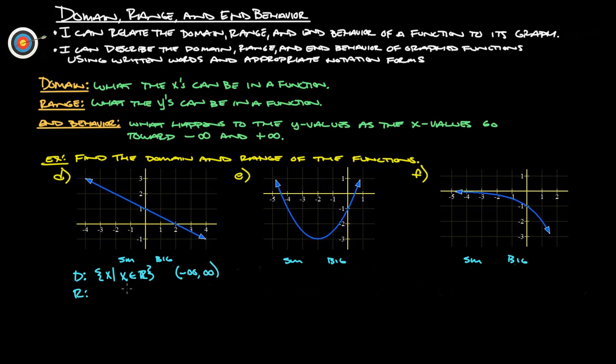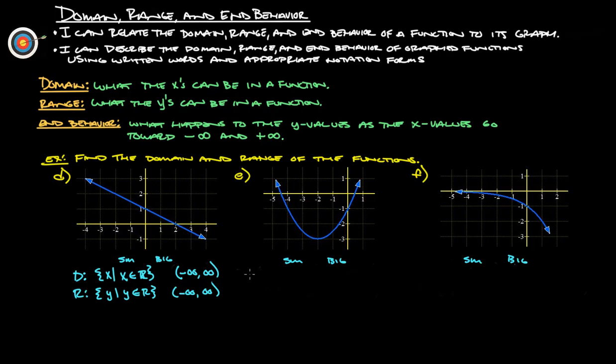Range is what the y's can be. So the y's, if you'll notice, it's going to the right here. It's going down forever and ever. And it's also going up forever and ever. So it's the same idea. There is no smallest and there's no biggest. So we're going to say y such that y is an element of the real numbers. Or we can say that the range is from negative infinity to positive infinity.